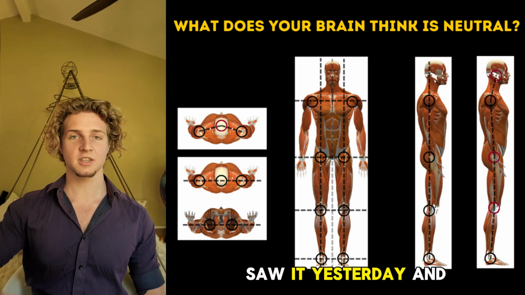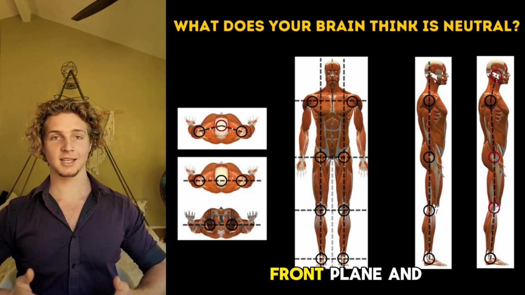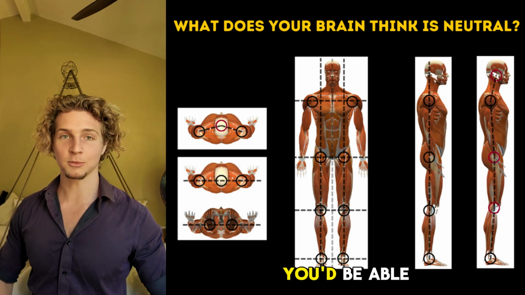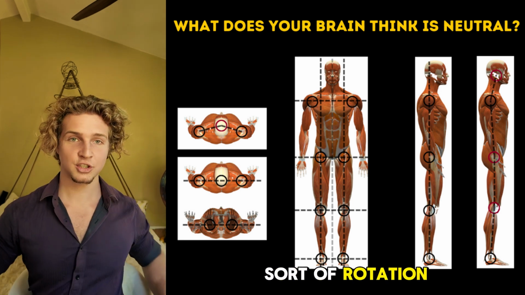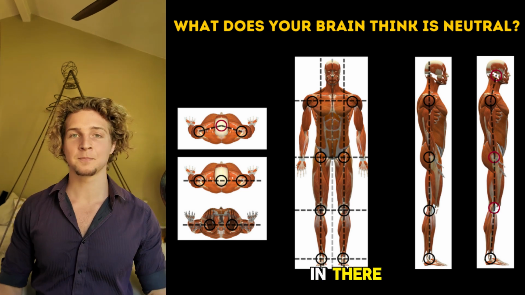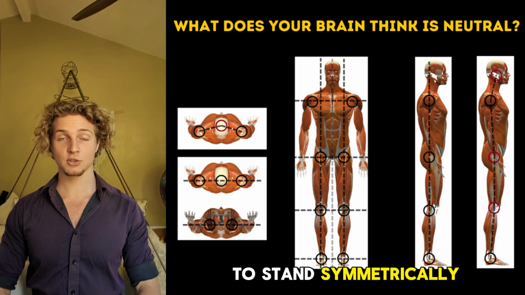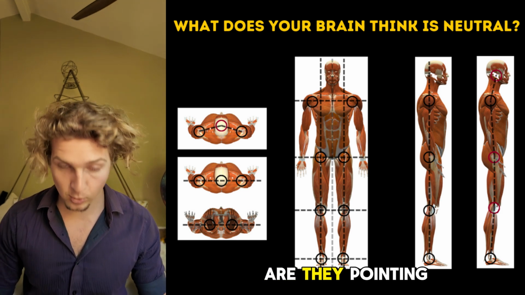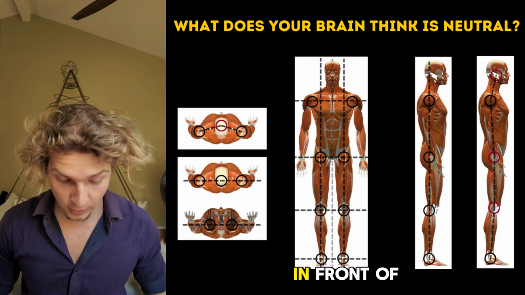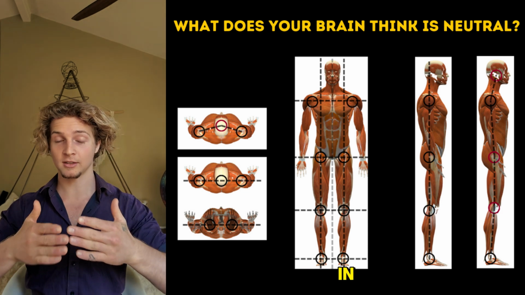Saw it yesterday. And so in the three planes of space here, we have our side plane, our front plane, and our rotational plane, which you can see in the pictures on the left there. You'd be able to see any sort of rotation. This guy is symmetrical left to right, but we do see that forward head in there. Another thing you could observe when you're just standing and trying to stand symmetrically is to look at your feet. Are they pointing straight forwards? I describe it like, if you had a mirror in front of you, would your toes point at your toes? Or would they be out to the sides or in?